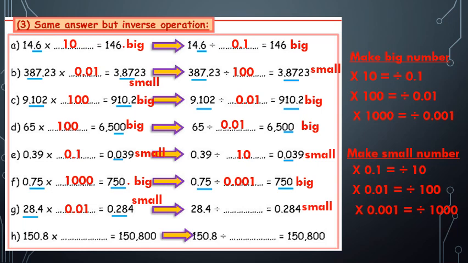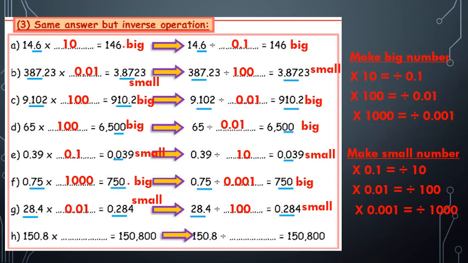The same, but with the inverse operation. The quotient is smaller than the dividend, and the point moved 2 spaces. That means we divide by 100.